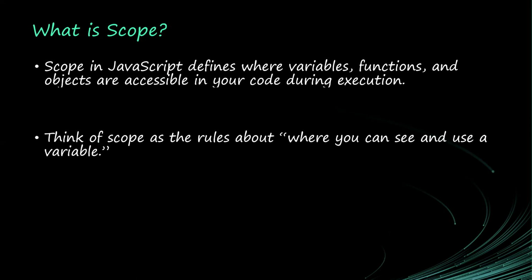Think of scope as the rules about where you can see and use a variable. You cannot create a variable in one scope and access it in another scope. Now look at it: Abuja is a scope. Lagos State is a scope. Port Harcourt is a scope. Anything that is within Port Harcourt cannot be seen outside Port Harcourt. Anything that is within Lagos cannot be seen outside Lagos. Anything within Nigeria cannot be seen outside Nigeria. So Nigeria as a country is the scope. All the things within Nigeria can be accessed within Nigeria, not outside of Nigeria.